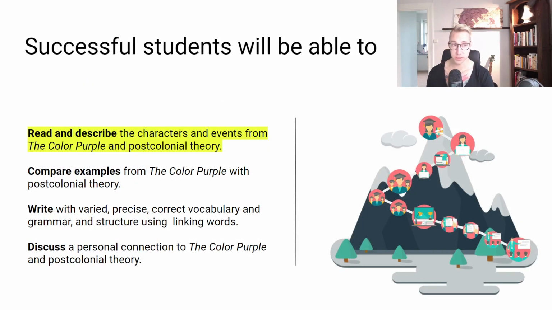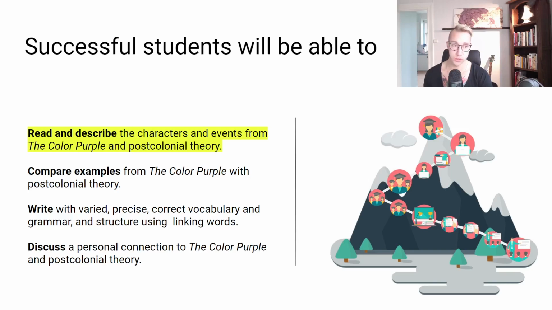And a successful student who will have been going through all of these 12 lessons will be able to do 4 things. The first thing is that the successful student will be able to read and to describe the characters and the events from The Color Purple. But the student will also be able to describe postcolonial theory. Secondly, the student will be able to compare examples from The Color Purple with postcolonial theory.